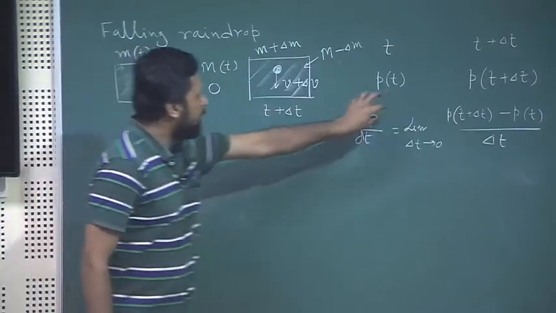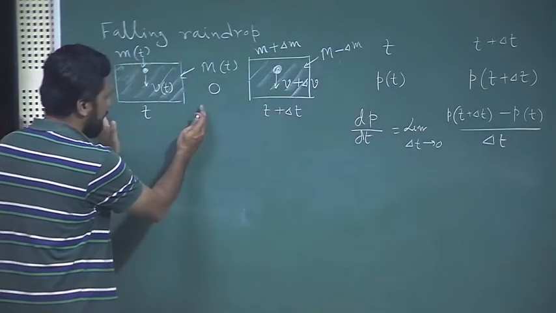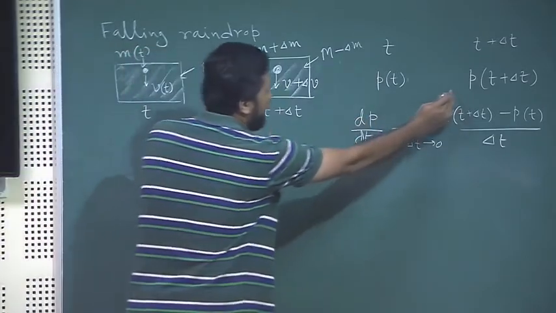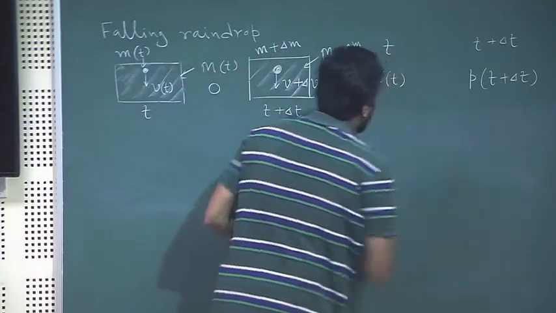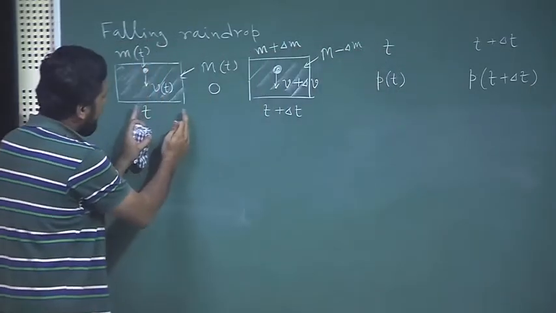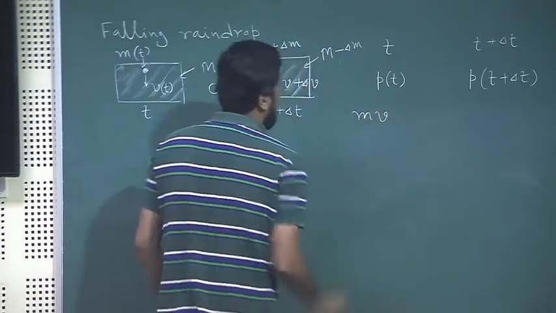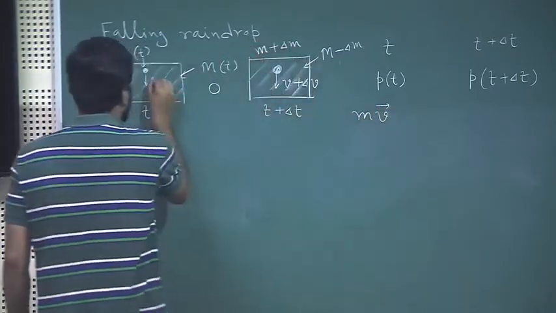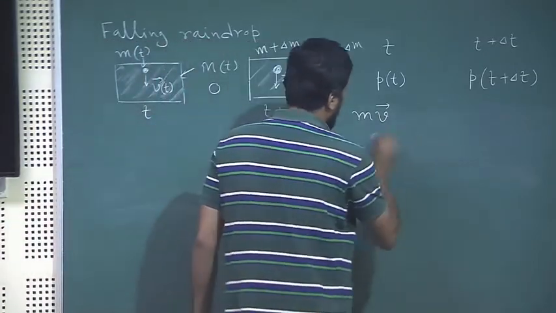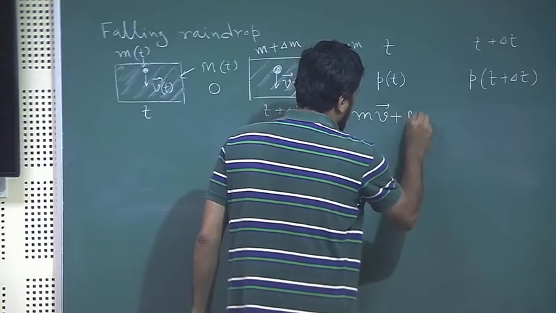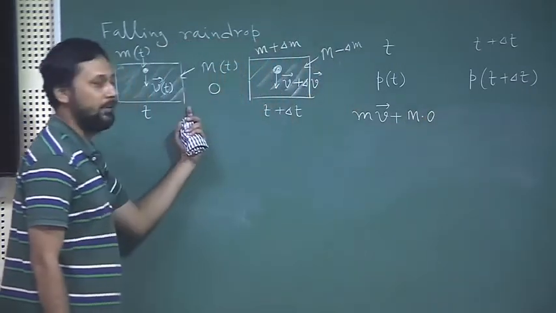So, what are the momentum p and p plus delta p, what is the momentum of this system at time t and time t plus delta t? We first have to construct that. So, momentum at this time is m v. Please remember that v is a vector. So, we will just keep writing vector here, okay, plus M into 0, because the cloud is not moving.